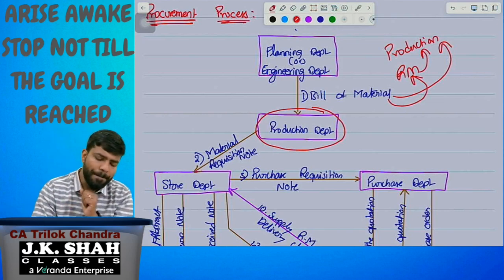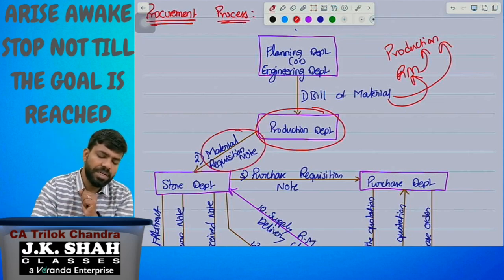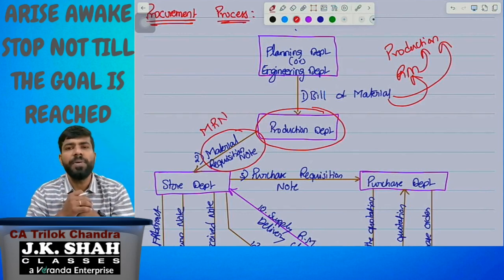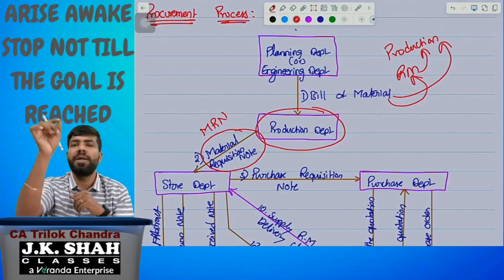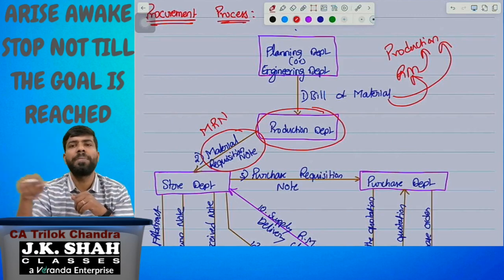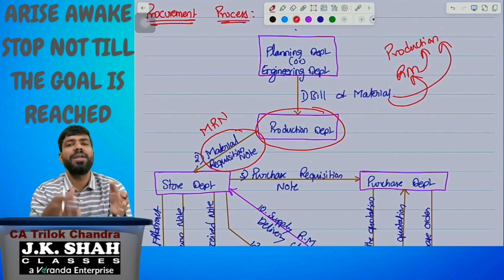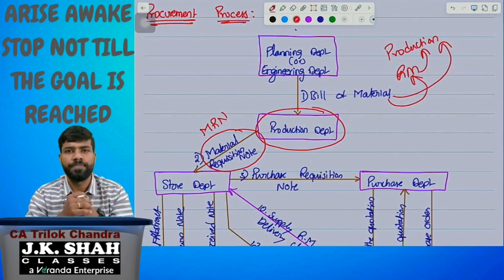He will issue a material requisition note. In short, we will call it the MRN. He will be issuing the material requisition note to the stores department. Generally, they will give numbering: MRN number 1, MRN number 2, MRN number 3. Just as we have bill numbers, the MRN also will have numbering.